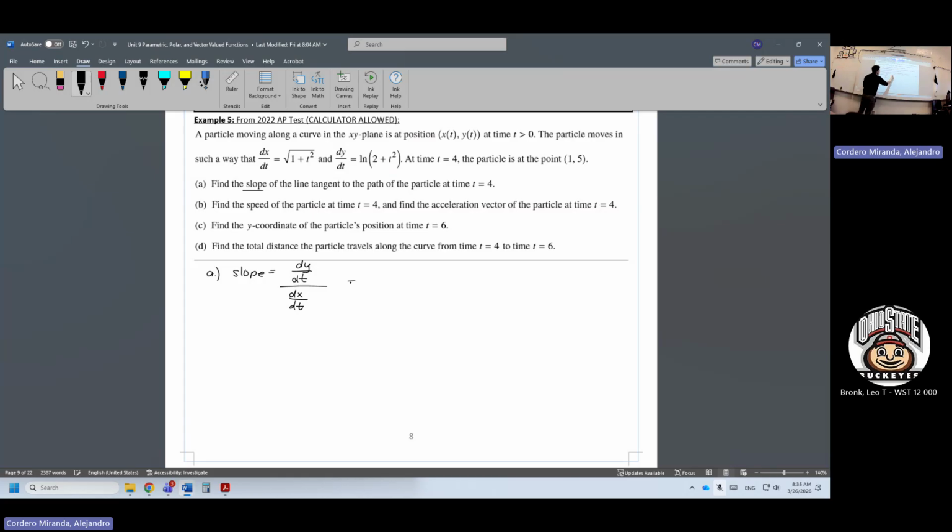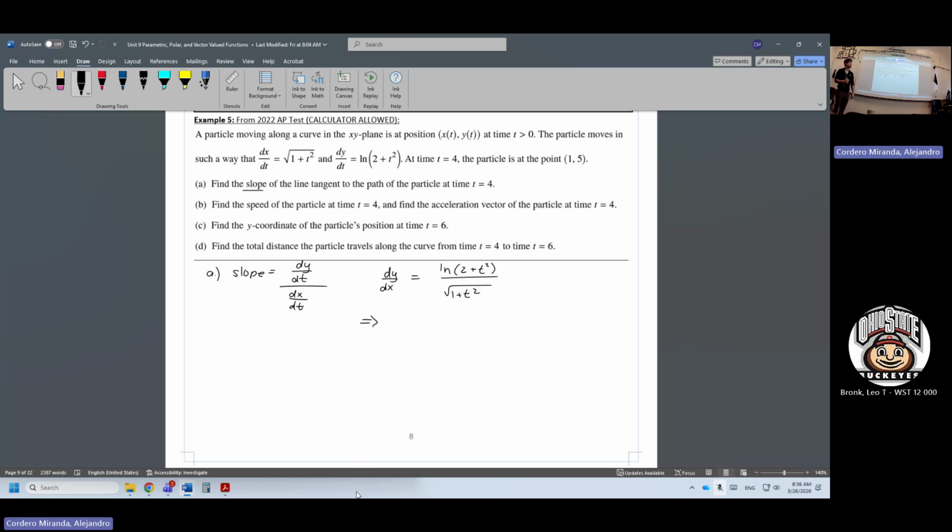And actually, this problem is only checking if you remember that, because they told you dy/dt and dx/dt. There's really not that much to do here. You just do, let me do it in a separate line so I don't get in trouble with the equal signs, which they sometimes hate. That means that here's my slope, natural log of 2 plus t squared over square root of 1 plus t squared.